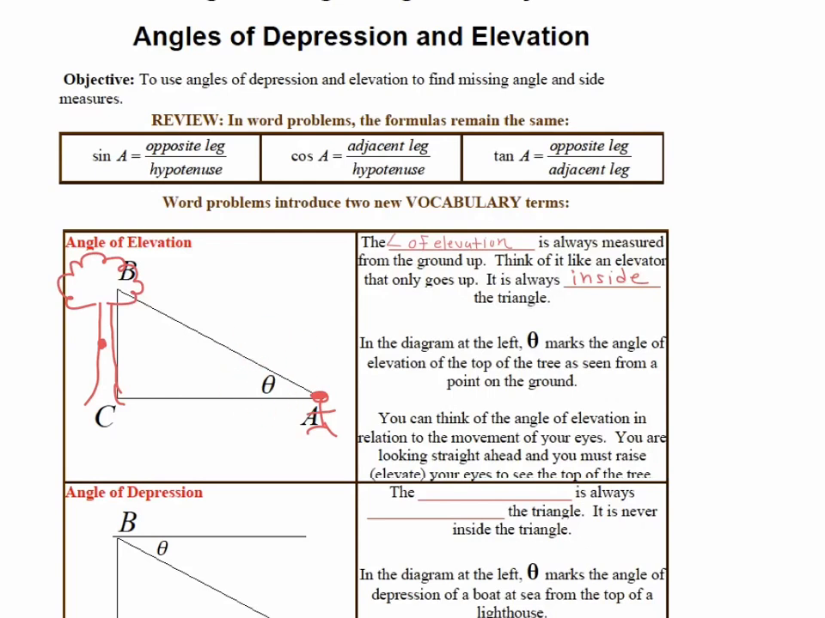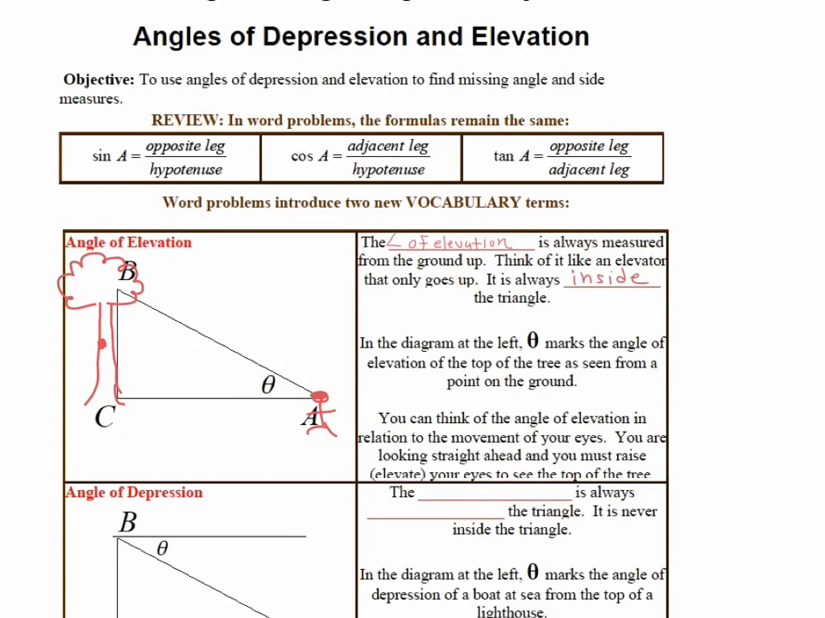Right there. You're looking up to see it. Up, so that's your angle of elevation. You must look straight ahead and raise your eyes to see the top of the tree, is what that's saying. So in a word problem, if you see the phrase angle of elevation, you can go ahead and just call that angle right in there your theta value, right inside your triangle.